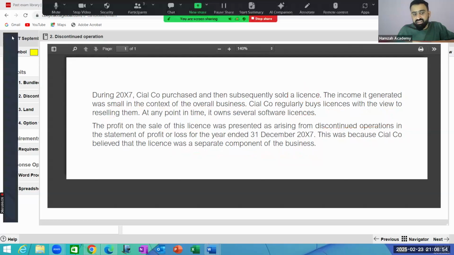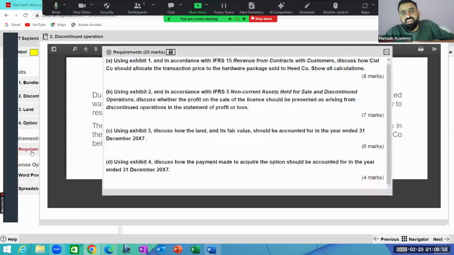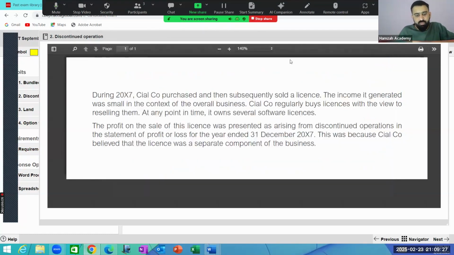So that was relating to IFRS 5 and the total marks of this requirement were 7. Now, you can say defining components would involve 1 mark, defining discontinued operation would involve two marks, and application of that definition on the given case study, whether the license can be classified as a discontinued operation, would involve 3 to 4 marks. So that would be the allocation of the marking on this requirement.